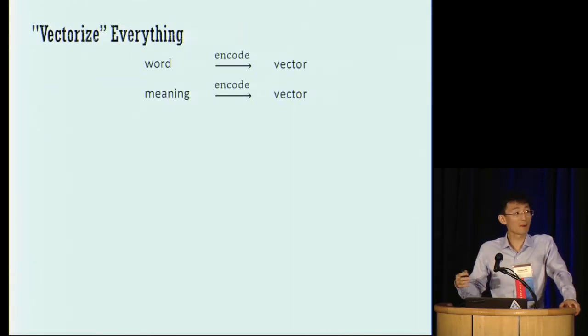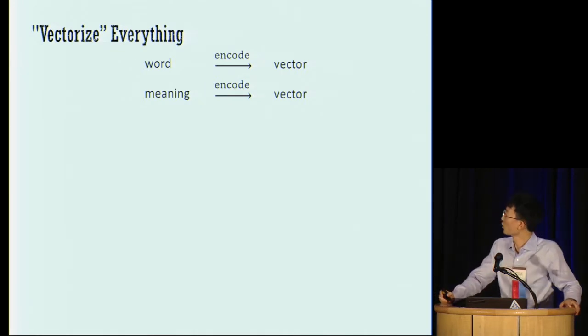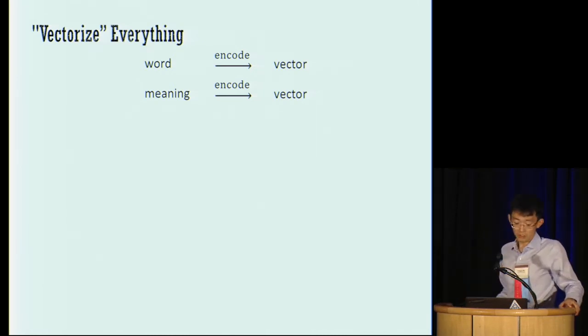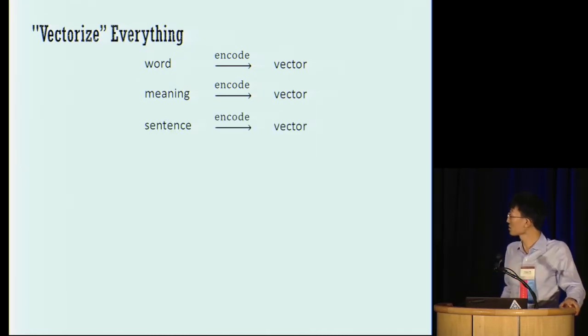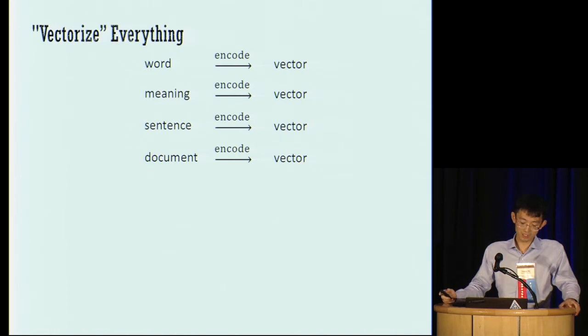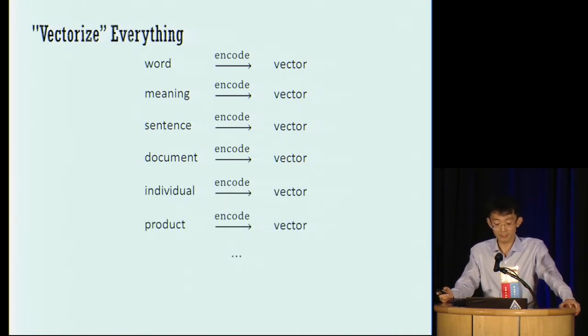So the cool thing about this idea is that we can also extend this to an even more general setting, which I call vectorizing everything. So we can vectorize words and meanings. We can also assign vectors for sentences. We can also assign vectors to documents. And if you are doing some personalized service, maybe you can assign vectors to individuals. You can assign vectors to products.